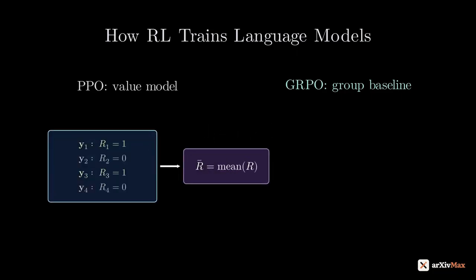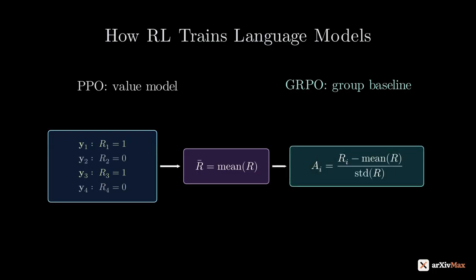Group relative policy optimization, GRPO, avoids a learned value model by using the average reward of a group of sampled responses as a baseline. The advantage for each response is its reward, minus the group average, divided by the standard deviation. FSPO builds on this GRPO framework.